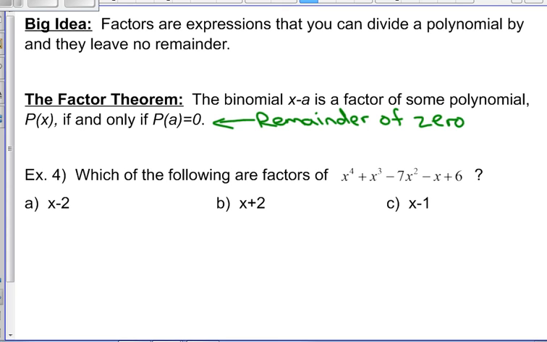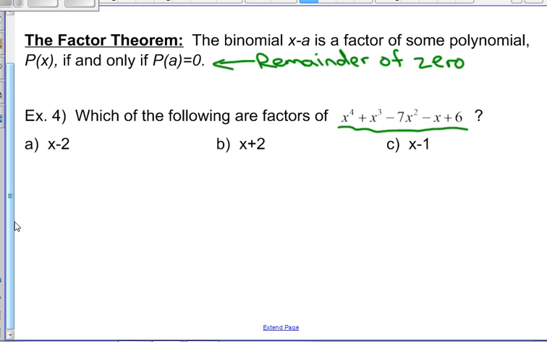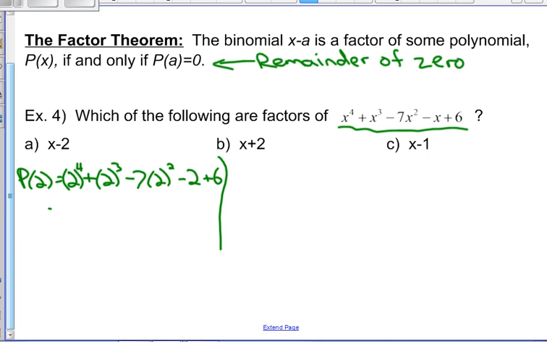So we've got a polynomial over here, and we want to go factor hunting. Well, rather than try and actually do the division, why don't we just check whether we're going to get a remainder of 0. So this first one here is x minus 2. Let's see if it works. That would mean we're looking at the polynomial at 2. That would be 2 to the 4 plus 2 to the power of 3 minus 7, 2 to the power of 2 minus 2 plus 6. And if that's 0, then we get a factor.